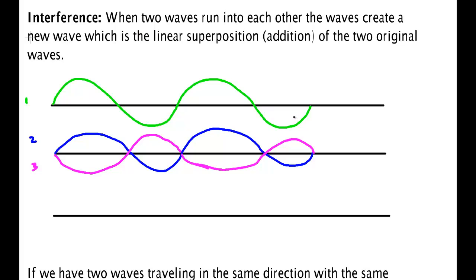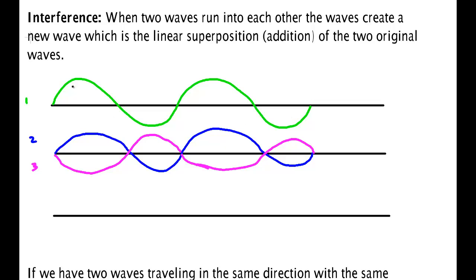We now cover the fourth property of waves, and perhaps the most amazing property of all. This is the property of interference. Interference starts out from a simple enough concept. It simply says this: if two waves run into each other, then those waves will create a new wave that is simply the sum of the original two waves.